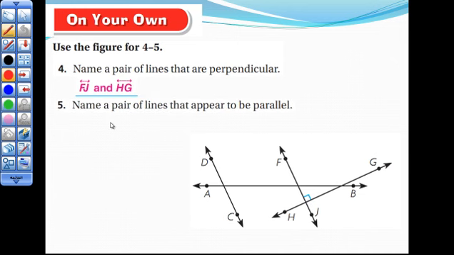Question 5. Name a pair of lines that appear to be parallel. Parallel. Don't forget it. Parallel, yes, like rails on a train track.